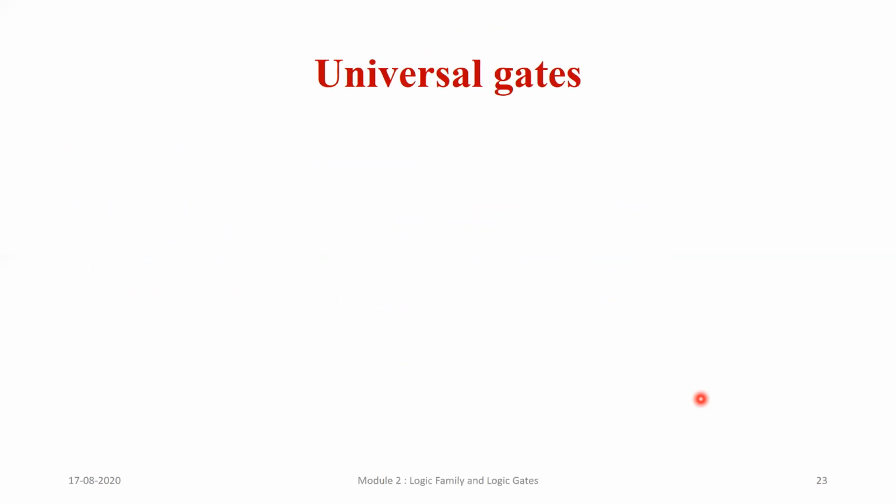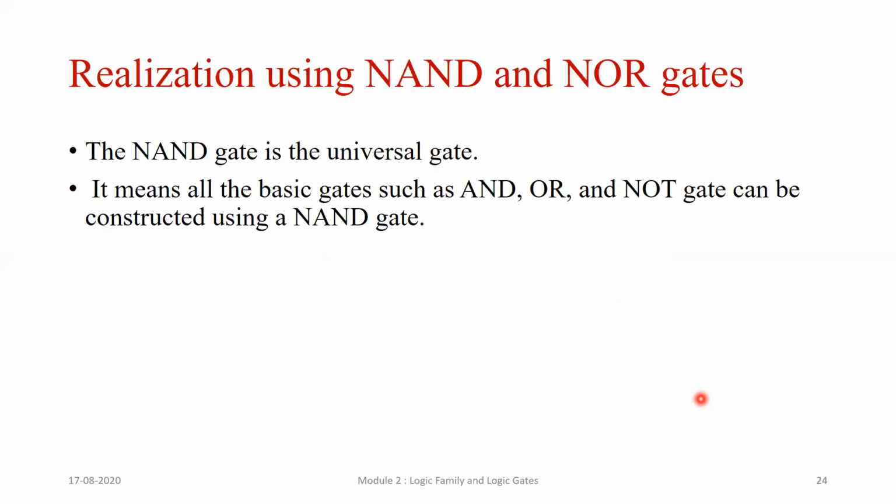So NAND and NOR are called universal gates. Why? Because we can realize any function. Right now we studied the AND gate, OR gate and NOT gate. Those are okay, but I cannot implement an OR gate using an AND gate, or a NOT gate using an AND gate or an OR gate. They perform their individual functions. But I have two ICs, NAND and NOR, and through any one of those two ICs we can implement any of the gates.